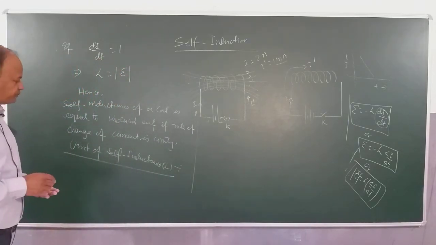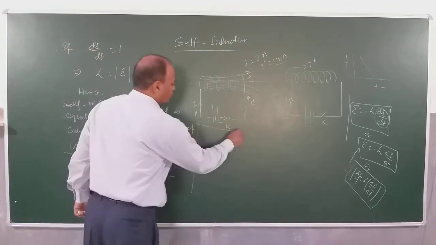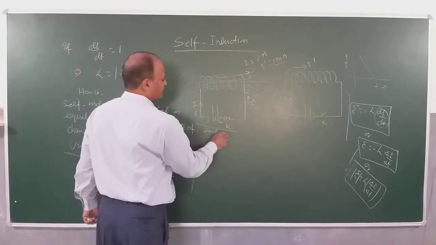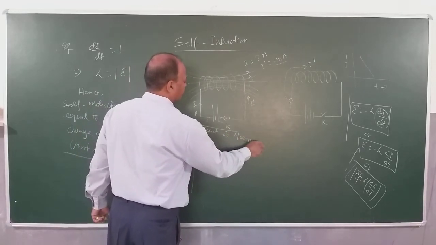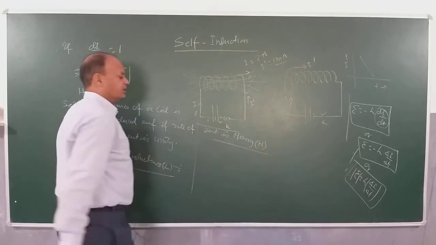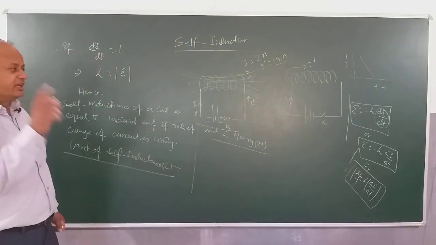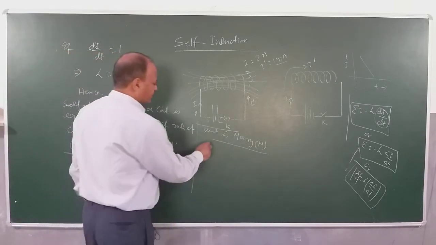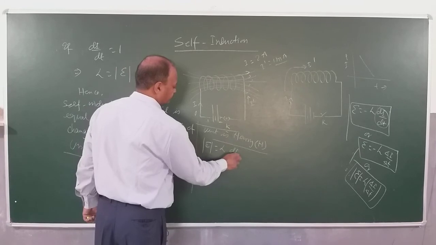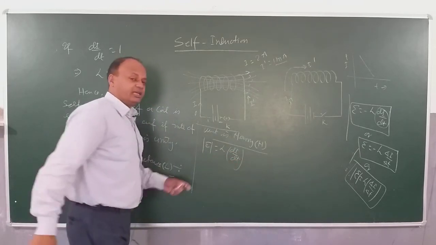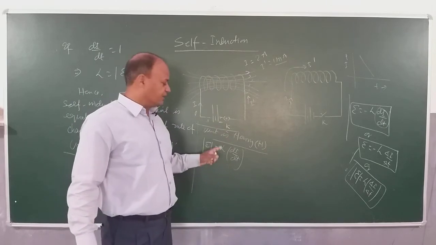Now children, in a SI system, unit of self-inductance is Henry. We denote it by capital H. So you have to remember, unit of self-inductance is Henry. Now what is 1 Henry? Let's see. We have done E is equal to L into di dt. Where children understand, E is the induced EMF, di dt is rate of change of current, and L is the self-inductance.